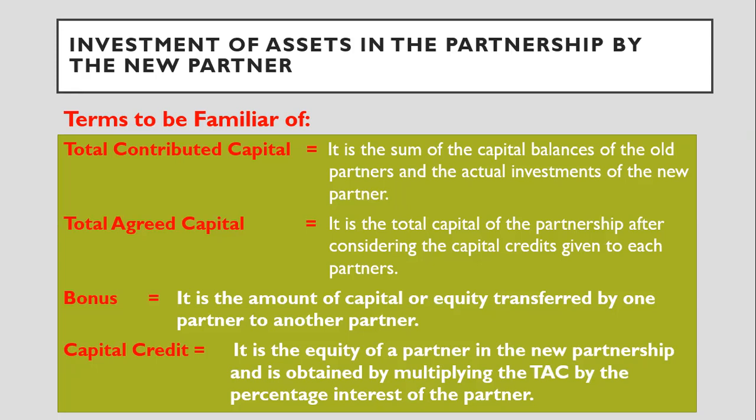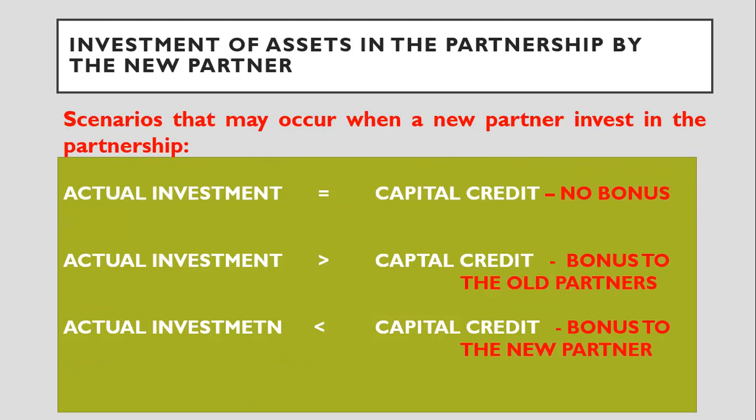Bonus can be given to the old partner, and also a bonus can be given to the incoming partner. The fourth one, we have capital credit. It is the equity of a partner in the new partnership and is obtained by multiplying the total agreed capital by the percentage interest of the partner. Next, we have scenarios that may occur when a new partner invests in the partnership. There could be three scenarios.